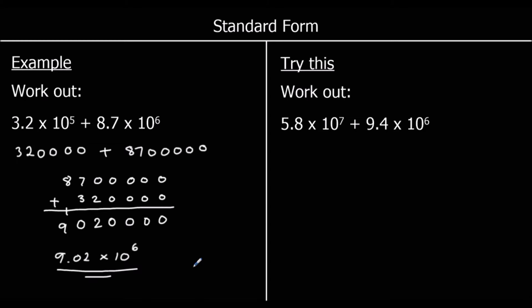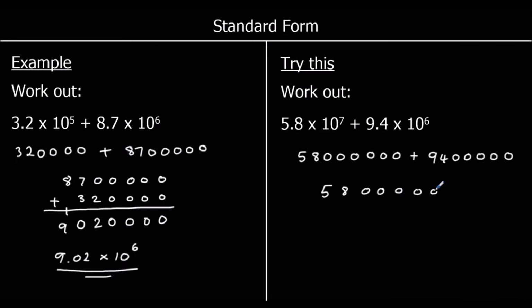Okay, so we'll write them as ordinary numbers, so 5.8 times 10, 7 times. So once to 58, 2, 3, 4, 5, 6, 7. And 9.4 times 10, 6 times. Once to 94, 2, 3, 4, 5, 6 times. So let's line them up. So I've got 58 million, 58 and 6 zeros. And then I've got 5 zeros for my other number. So I'll line them up. And then 94.